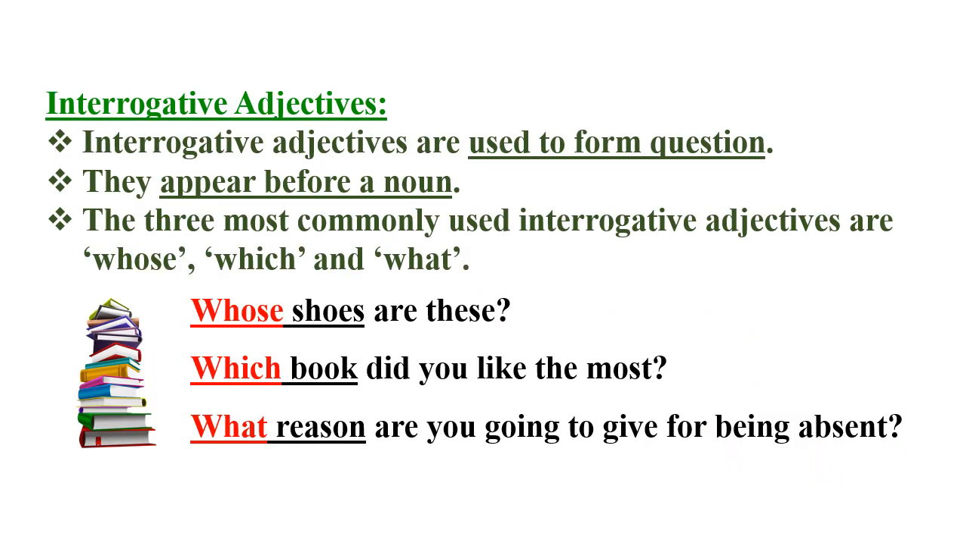Interrogative adjectives. Interrogative adjectives are used to form questions and they appear right before a noun in a sentence. The 3 most commonly used interrogative adjectives are whose, which and what. In this example, whose shoes are these? The interrogative adjective whose appears right before the noun shoes.